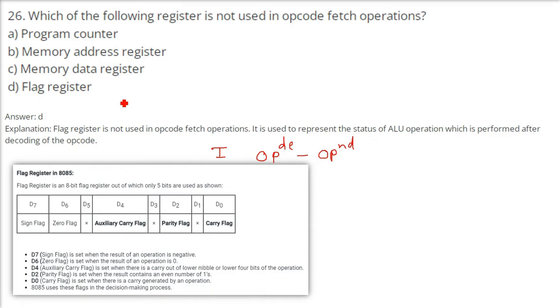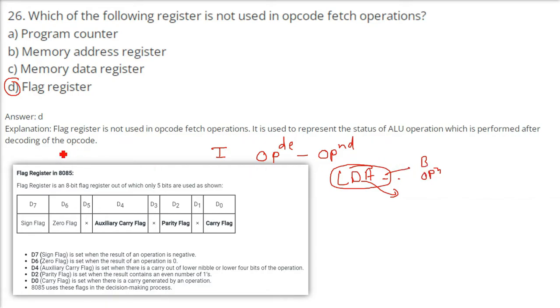The flag register is not used in opcode fetch operation, because the flag register is used to represent the status of arithmetic and logic operations which are performed after decoding the opcode. For example, when some operation like LDA is there, once the opcode is decoded, then it is done. For the fetching operation, flags won't be used.